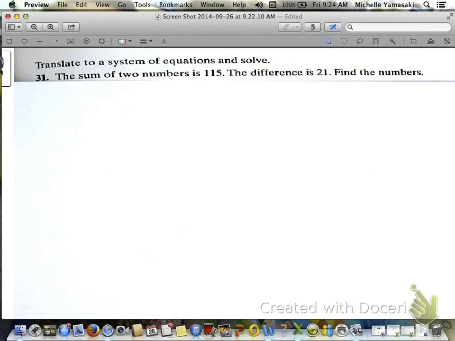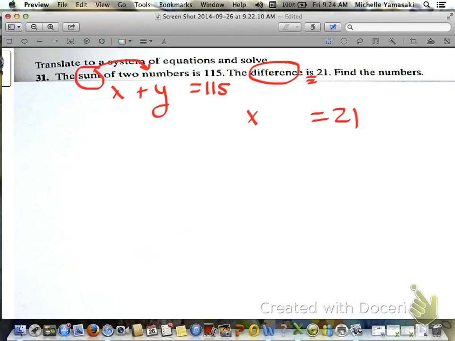Here's the first one. The sum of two numbers, it's talking about that, is my equal sign. 115. So the sum of two numbers, x plus y. Okay, here it says the difference is, there's my equal sign. So the difference of two numbers means it's x minus y. But that implies equals.